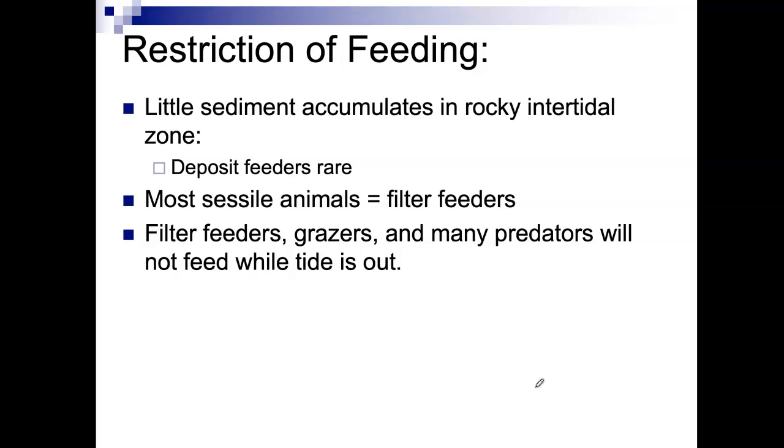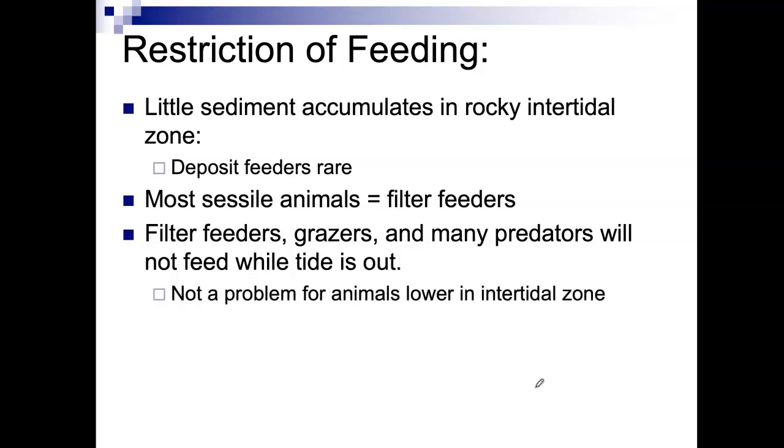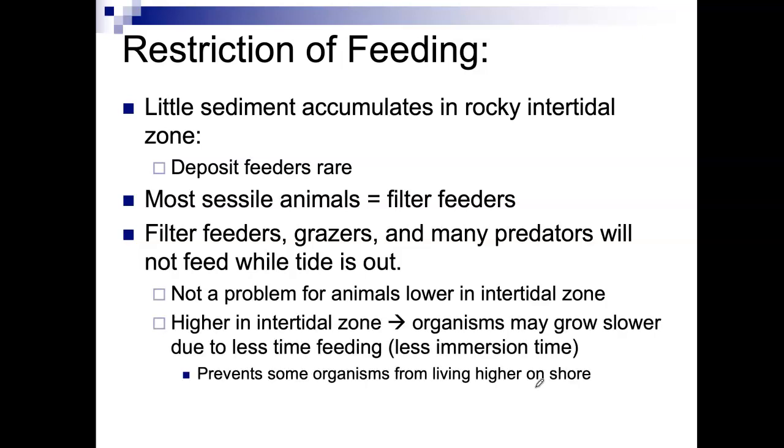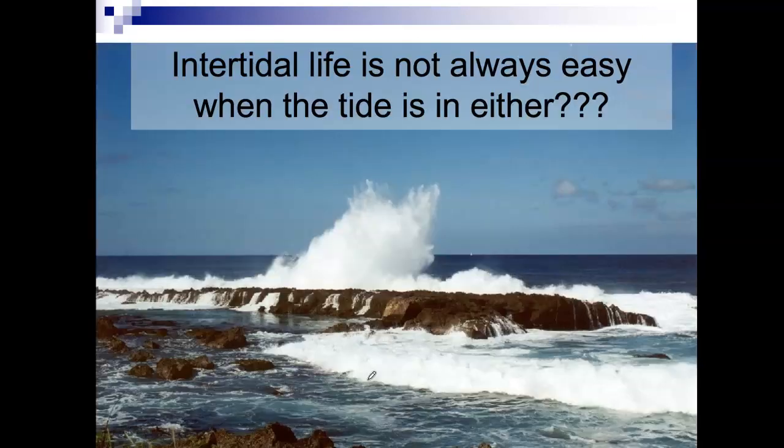So filter feeders, grazers, and many of the predators aren't going to feed, obviously, when the tide's out. That's not a problem for your animals in the lower intertidal zones, but higher up in the intertidal zones, a lot of these organisms are going to grow slower because they have less time immersed under the water to feed. So this is going to limit some of the organisms from moving higher up on the shoreline, okay? And you may say, well, why don't all the organisms live lower down, in the lower intertidal zone? We're going to talk about why that is in just a minute.